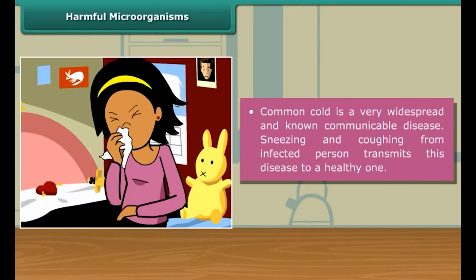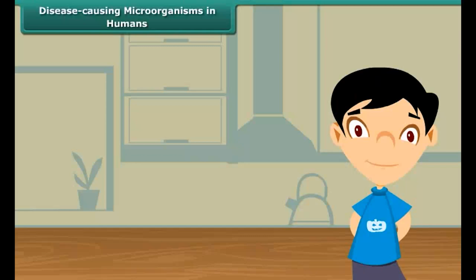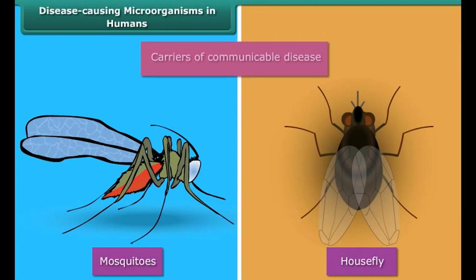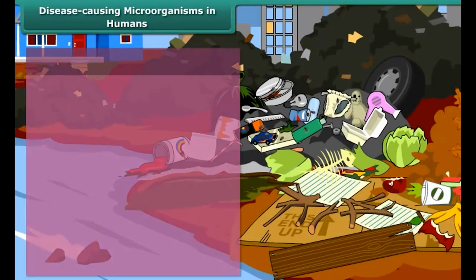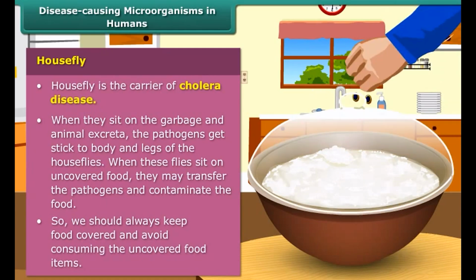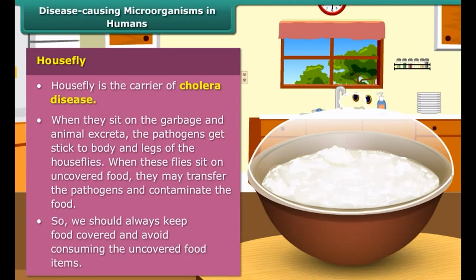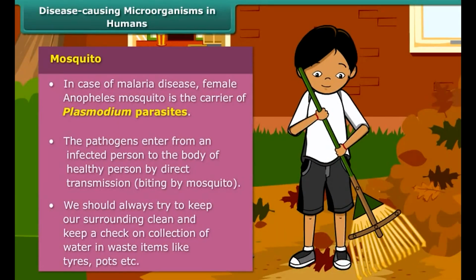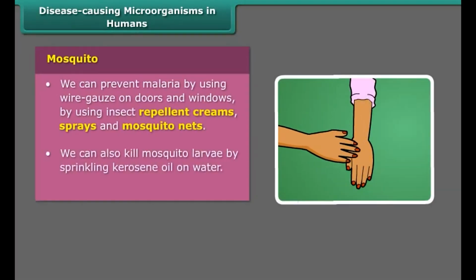Common cold is a very common example of a communicable disease. Friends, some insects and animals found in our surroundings act as carriers of pathogens. Housefly and mosquitoes are common examples of such carriers. In cholera, the housefly is the carrier of many pathogens. To prevent cholera, we should always keep food covered and avoid consuming uncovered food items. In malaria, the female Anopheles mosquito is the carrier of Plasmodium parasites. We should use repellent creams, sprays, and mosquito nets to prevent malaria.